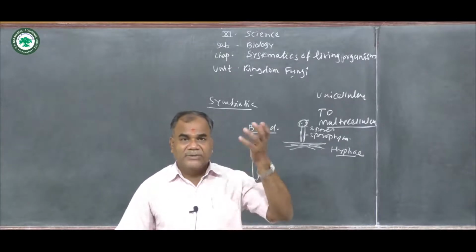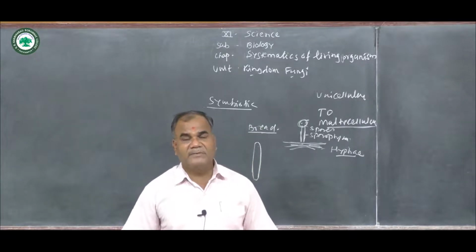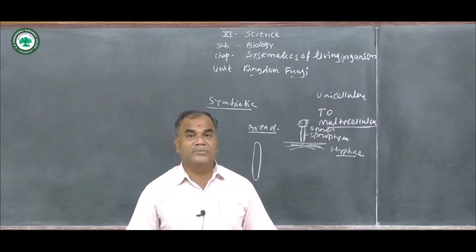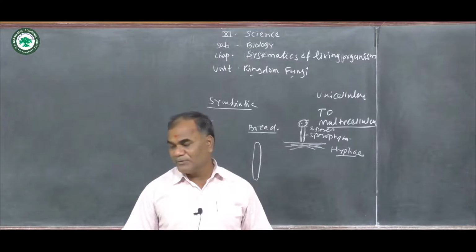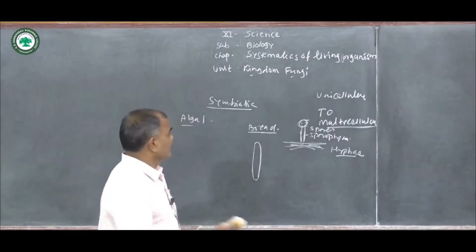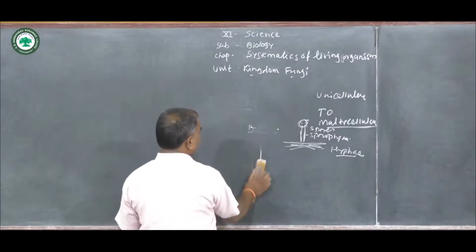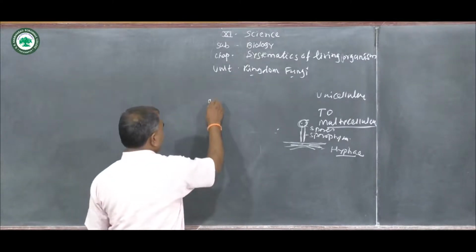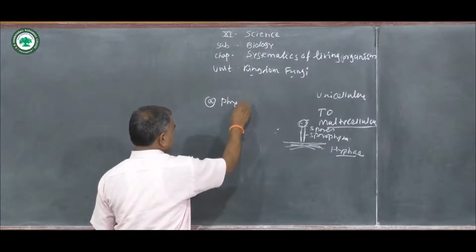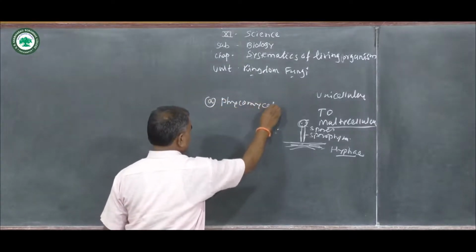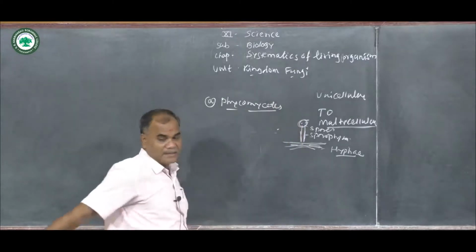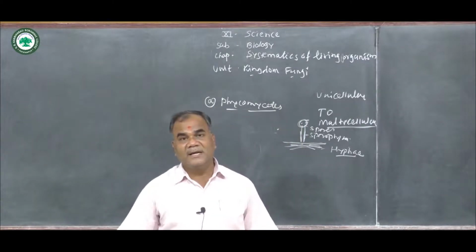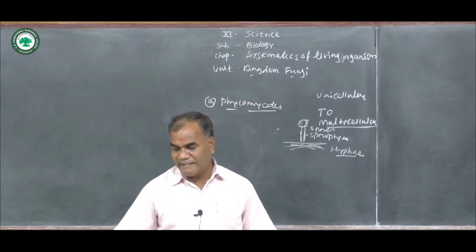Unicellular to multicellular, different types of fungi are found surrounding us. On the basis of their structure and mode of spore formation, fungi are divided into four types. The first type is Phycomycetes. What is meant by Phycomycetes? It is also commonly called algal fungi. Phycomycetes means algal fungi.